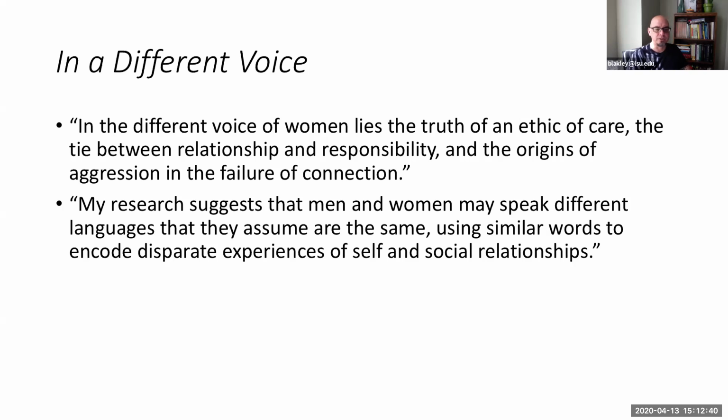She says, my research suggests that men and women speak different languages that they assume are the same, using similar words to encode disparate experiences of self and social relationship. So we basically have here a men-are-from-Mars, women-are-from-Venus view of morality. We may use words like justice or care, but we mean different things or have different reference for those terms, such that we're really not even communicating with one another. We have different moral perspectives, is what she's claiming here.